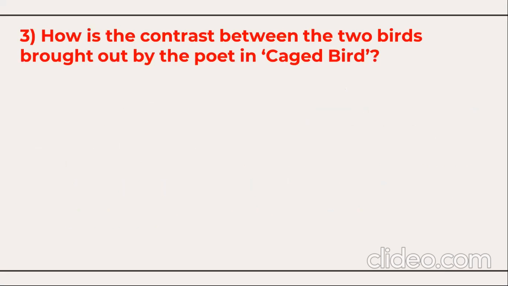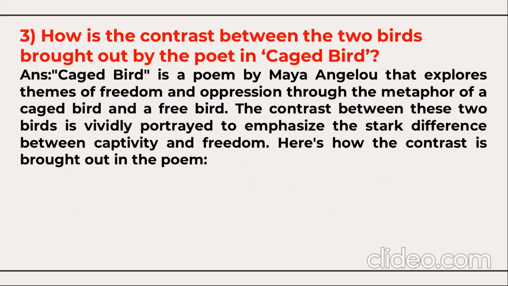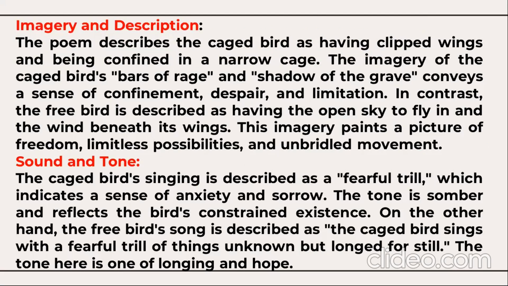Next question for 5 marks. How is the contrast between the two birds brought out by the poet in the poem Caged Bird? The Caged Bird is a poem by Maya Angelou that explores the themes of freedom and oppression through the metaphor of a caged bird and a free bird. The contrast between these two birds is vividly portrayed to emphasize the stark differences between captivity and freedom. So now we can see this contrast by using these key points.